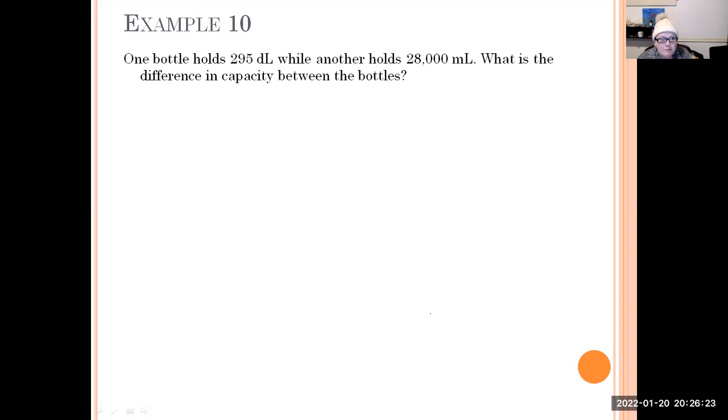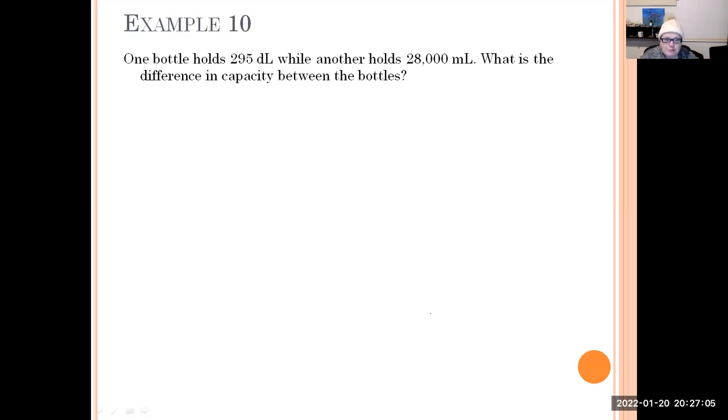Okay, one bottle holds 295 deciliters, while another holds 28,000 milliliters. What is the difference in capacity between the bottles? Now, if you're finding the difference in anything, you're going to be subtracting. But before we can do that, we can't do anything when the units are two different units. They have to be the same unit before we can compare them, subtract them, or add them. So first thing we're going to do is move them to the same unit. And I believe in all my classes so far, we've chosen liters. So I'm going to stick with that for everyone.